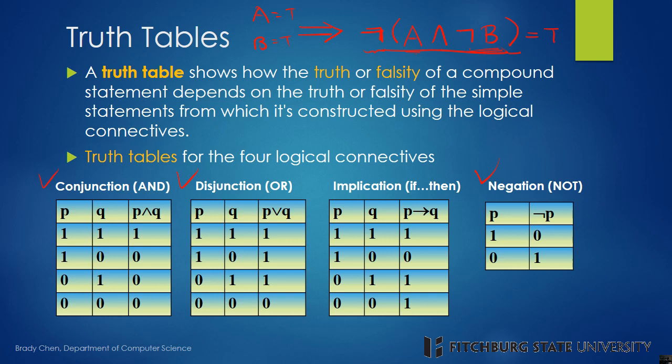Now, same thing with disjunction. Disjunction is kind of a weak condition. So P or Q means that if one of these is true, then the whole thing should be true, right?